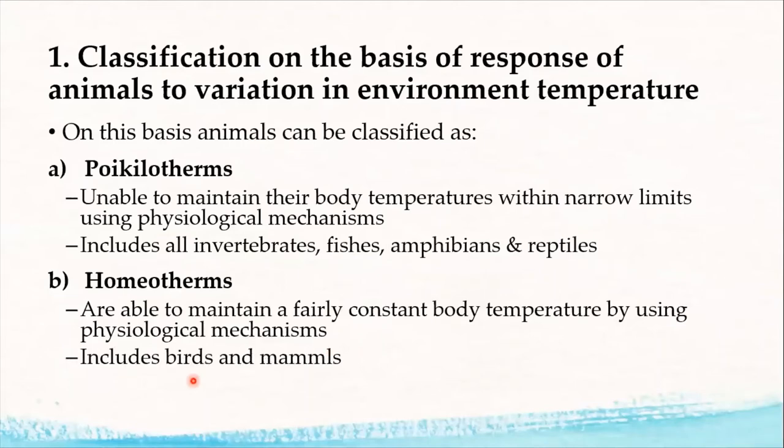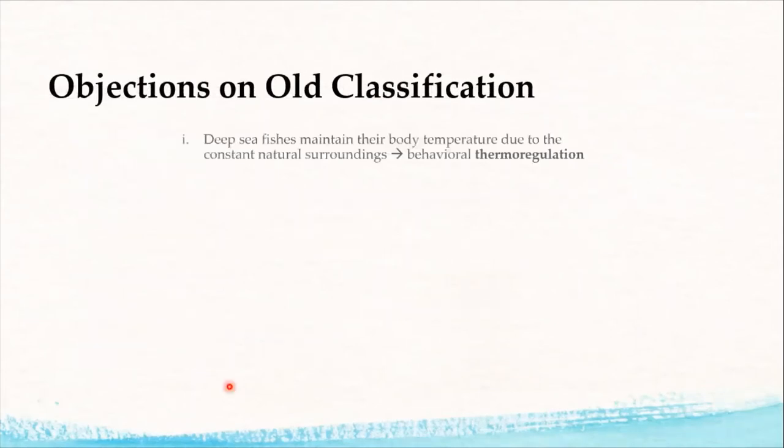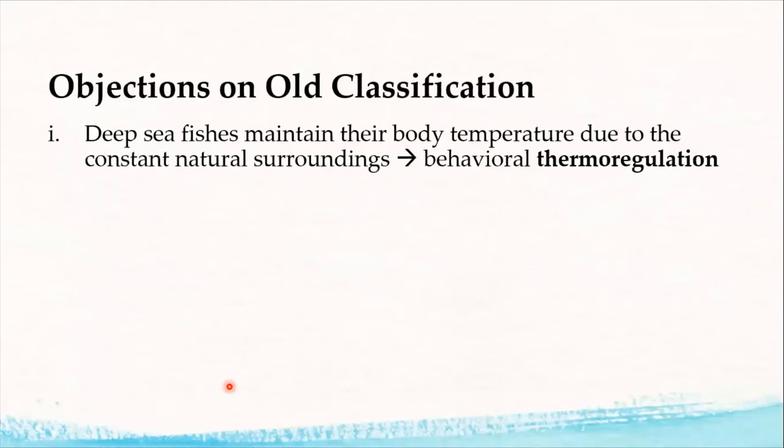and it includes birds and mammals. And now let's see what are the drawbacks of this classification and what kind of objections there were to the old classification system. Deep sea fishes can actually maintain their body temperature due to the constant natural surroundings. Because they live in a certain habitat, they don't move towards the shallow waters or the upper levels of the ocean, so they don't actually experience the temperature change.